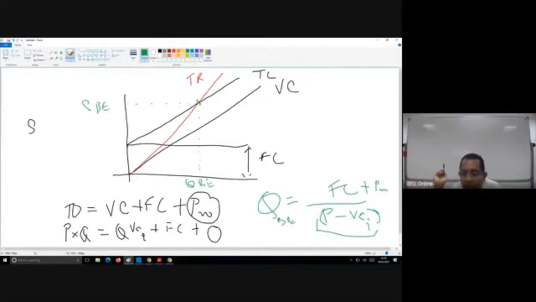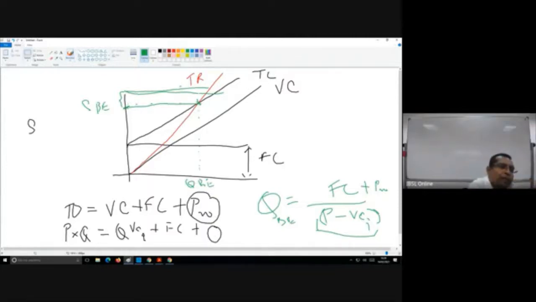Then we discussed a point called margin of safety. That is the difference between actual or projected sales and the break-even sales. If this is the break-even sales, and your actual sales is something like this, the difference, this is the margin of safety. If the budgeted sale is this, the difference between break-even sales and this point, this part is the margin of safety.